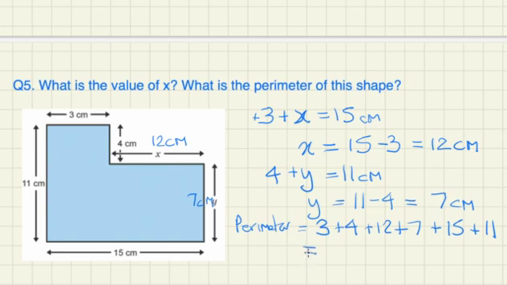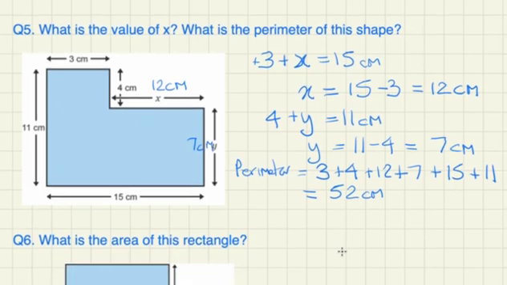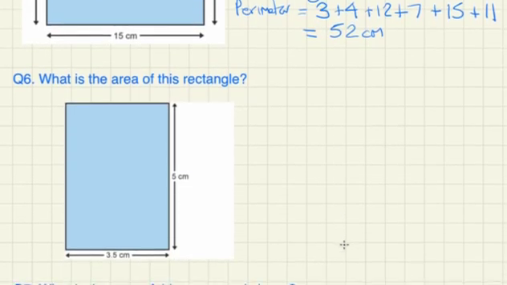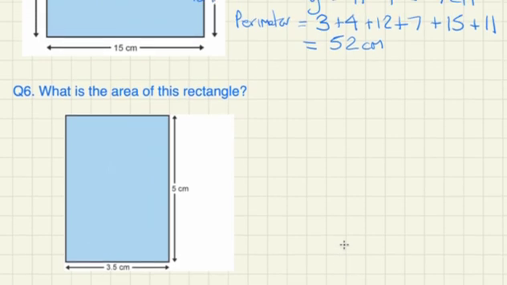And when you add all of this together, we should get 52 centimeters. So that is what the perimeter of that shape is. Hopefully you got the same answer, worked out in the same way. So how about this one?